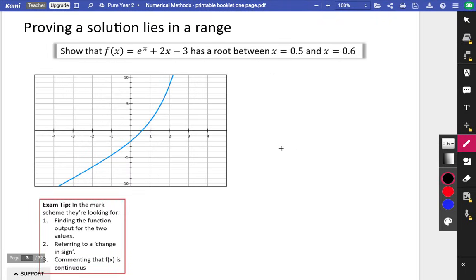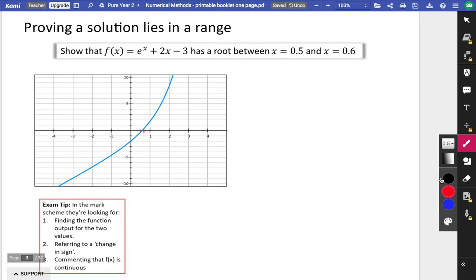So the first thing we need to know is about how we prove that a particular solution lies in a given range that they might tell you. So when you have a look at this graph that we've got here, this is y equals f of x, and it is e to the x plus 2x minus 3. So we can see it's some variation on an exponential graph because of this e to the x that we've got here. Now we want to show that it has a root between x equals 0.5, which is going to be somewhere over here, and x equals 0.6, which is somewhere over here. And you can clearly see that there is a root that goes between those two things.